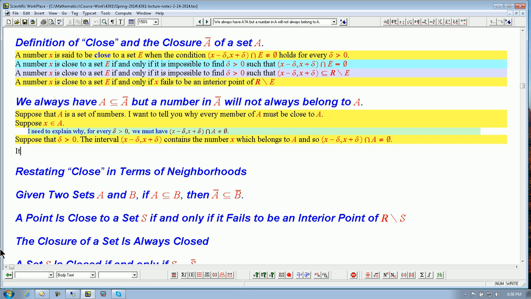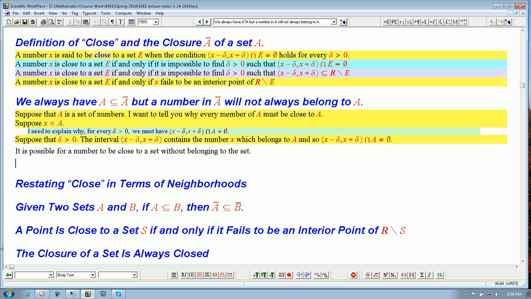It is possible for a number to be close to a set without belonging to the set. It is possible. It happens quite often.